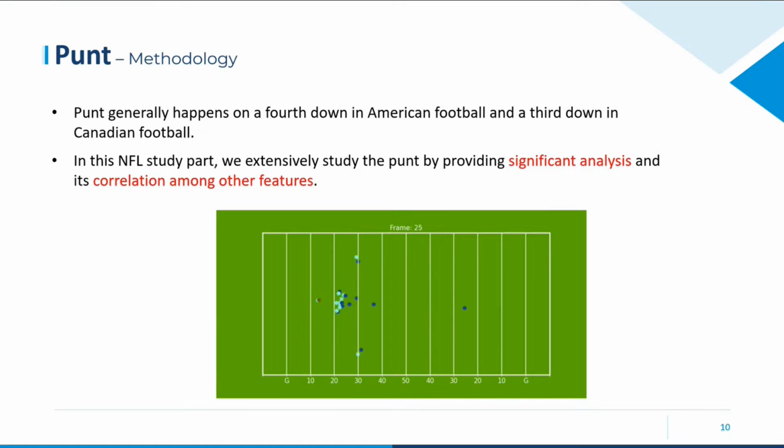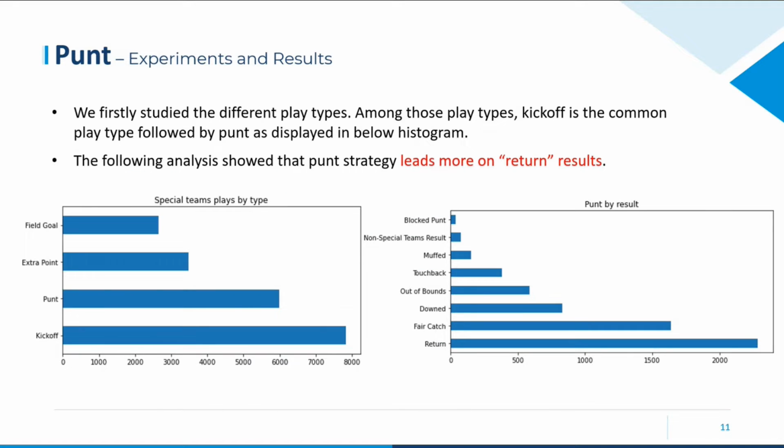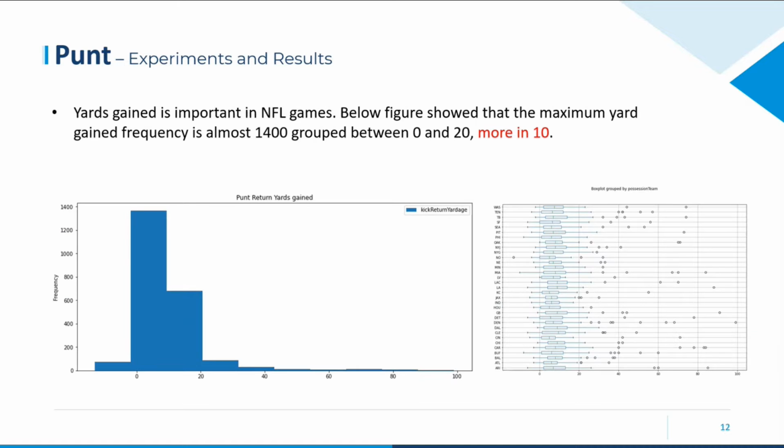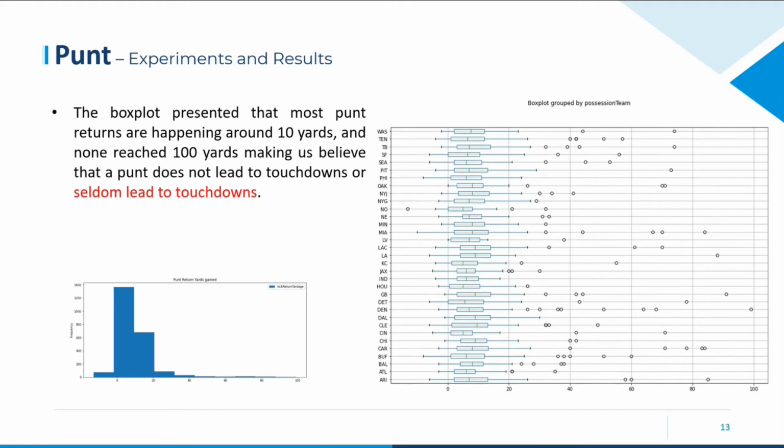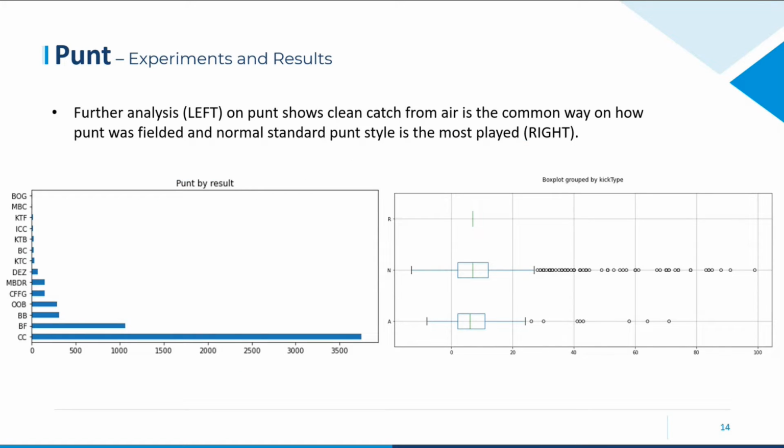In this part, we extensively study the punt by providing significant analysis and its correlation with other features. We first study the different play types. Next, since yard gain is important in NFL games, we choose kick return yardage as the performance metric. The features below show that the maximum yard gain frequency is almost 1.4 thousand, between 0 and 20 yards, more in 10. And this part showed that the punt does not lead to a touchdown, or seldom leads to a touchdown. Furthermore, the analysis of punt style and punt direction did not give us a useful metric to evaluate the performance.